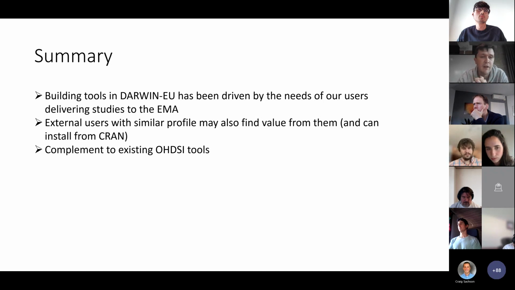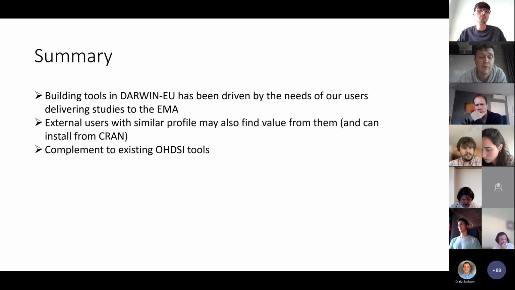And obviously with the OMOP Common Data Model, we're very fortunate that external users with a similar profile can also find value in them and can install them from CRAN, which I think really makes the lives of users easy, and also has this big benefit for us in that there's a barrier to entry on CRAN that in some respects, for certain things, can be very difficult to overcome, but for some other R packages can be overcome and can then help the maintenance of that package.